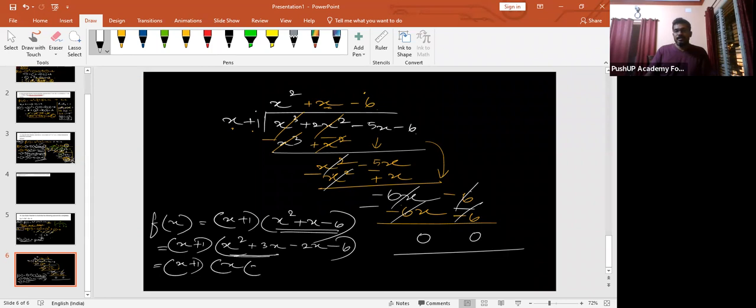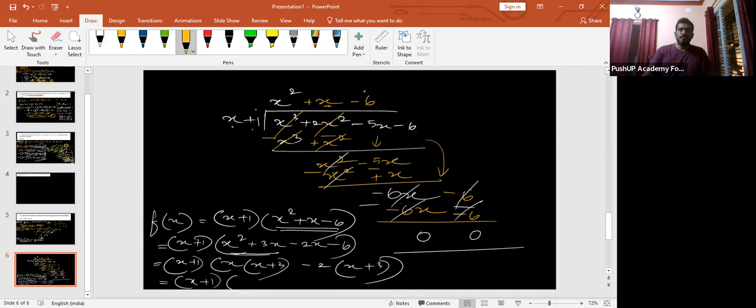X square plus 3x, it is x into x plus 3. Minus 2x minus 6. Minus 2 is taken out as a common factor. Inside the bracket, it is x plus 3. This is equal to x plus 1 into, now, here what is left? X plus 3 as a common factor. Into, here we have x and here we have minus 2. Factorization over.